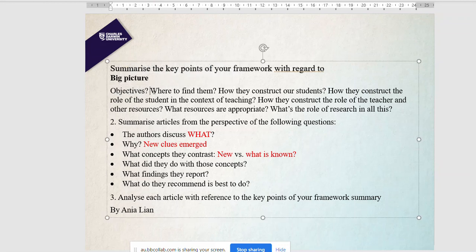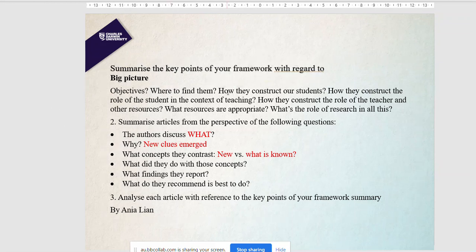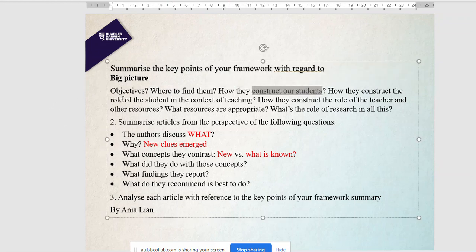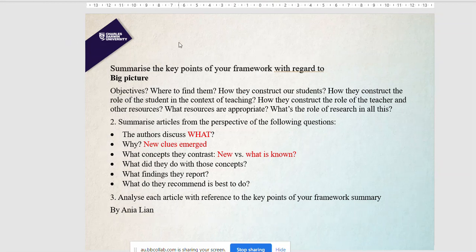So all these Melbourne declarations and Australian curriculum, where you find them? Exactly in those policies. How do they construct students? How do they construct the role of a student in the classroom? How do they construct you as a teacher and your role in the classroom? What's the role of resources? Is it to memorize things?